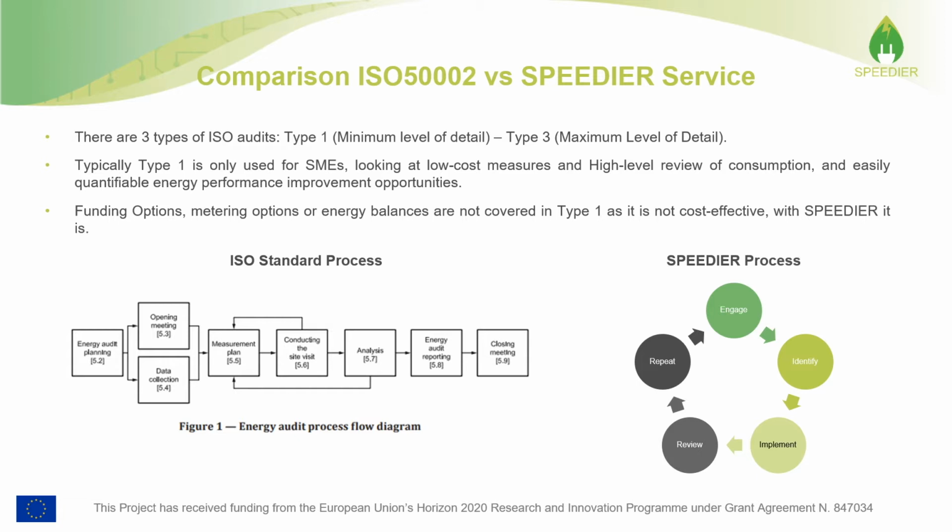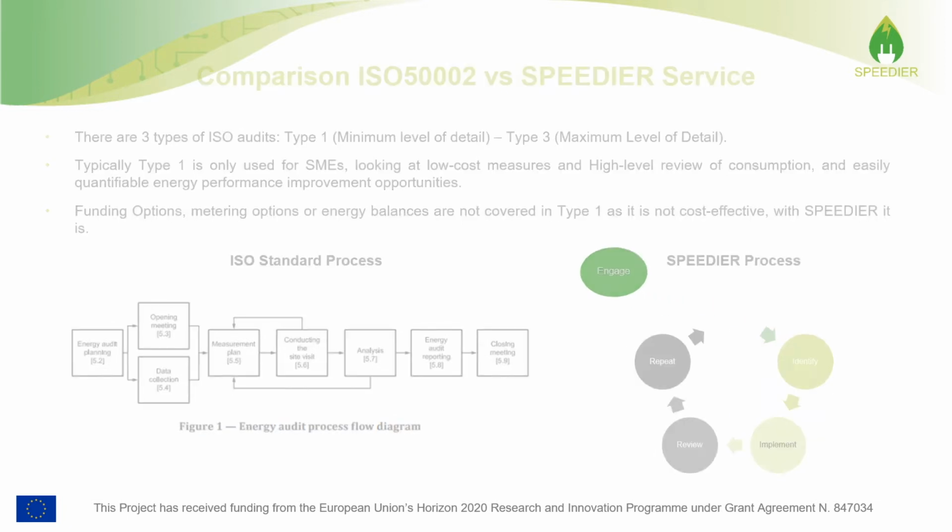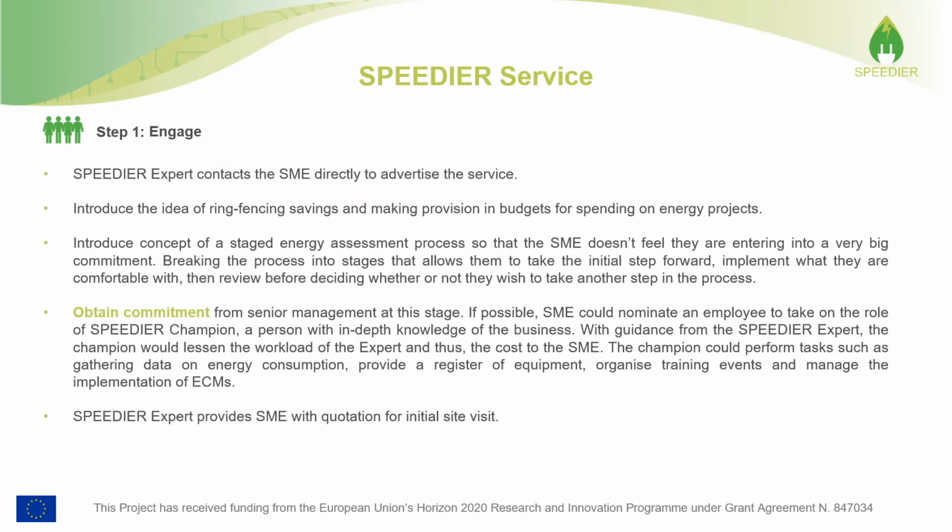From the implementation point onwards, the SPEEDIER service is a new improvement on the ISO 50002. So we'll go into more detail on the SPEEDIER service. The steps involved are step 1, engagement. Engagement is the SPEEDIER expert contacting SMEs directly to advertise the SPEEDIER service and the implementation stage past the ISO 50002, and to introduce this idea of a ring fencing mechanism and the savings from it, which is where your no cost leads to your low, your mid and your high costs.